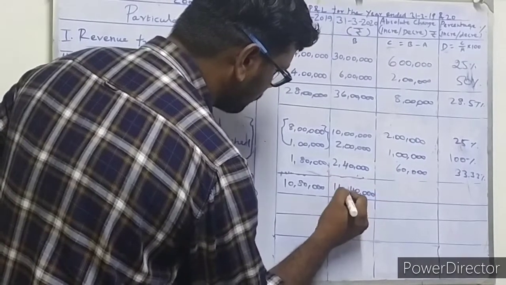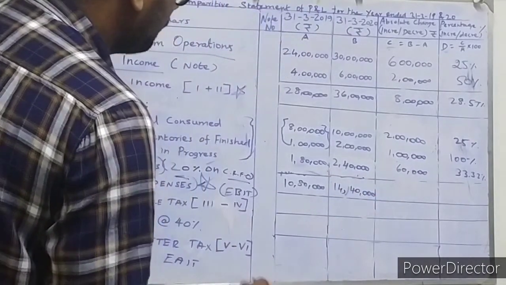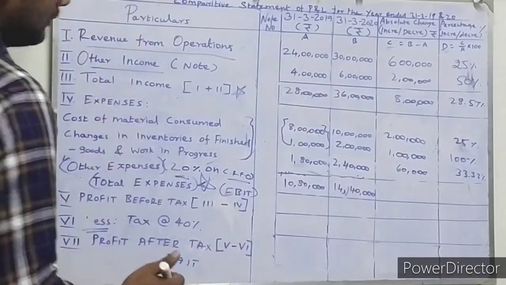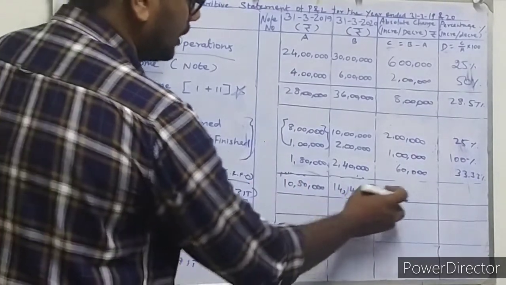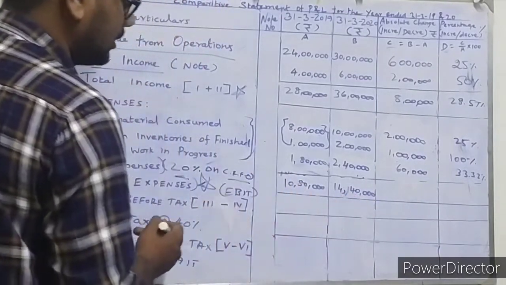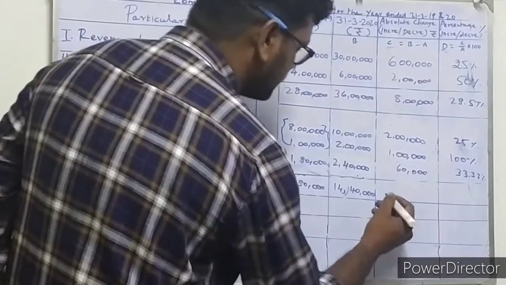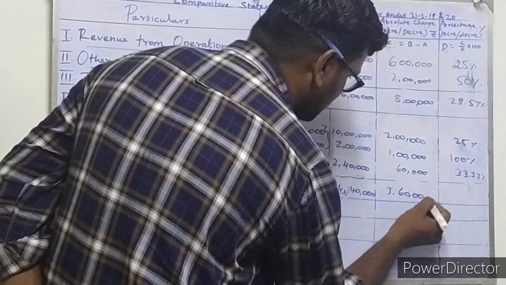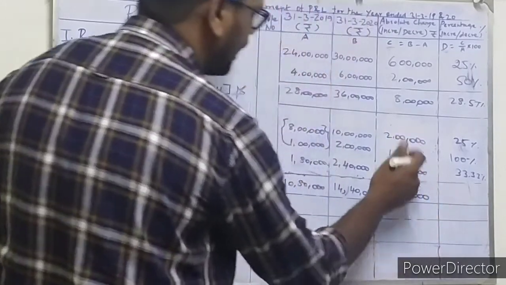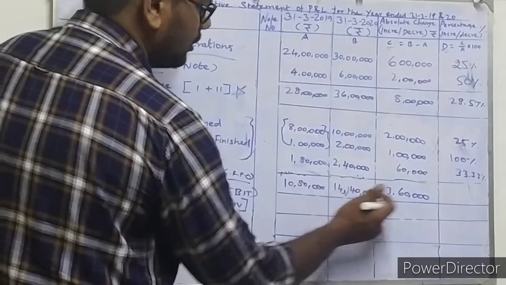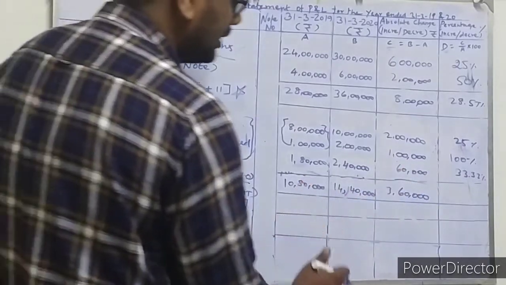14,40,000. Collectively 14,40,000. We are going to compare the current year with the previous year, then we can come to know the absolute changes. 14,40,000 minus 10,80,000 rupees is exactly 3,60,000 rupees. It is a horizontal analysis, so you don't add this and that. This is the information we found out, and with the help of it, we are preparing the horizontal analysis.